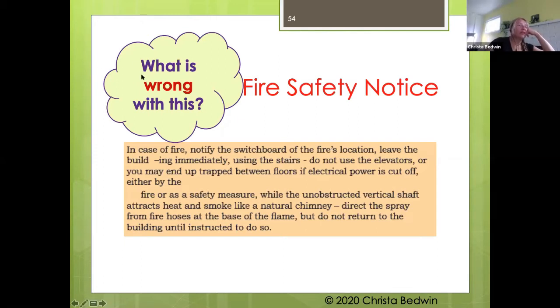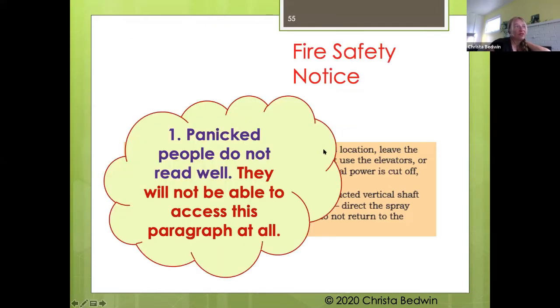Okay. So what's wrong with this fire safety notice? Again, it has the same problem as the last one, that the format is off. It also doesn't even use punctuation. This is all one sentence. However, again, in companies, somebody says, oh, you have to write a safety notice, and then they go and write it, but they don't really think about it. And then the fire happens, and the first problem is this: panicked people don't read.